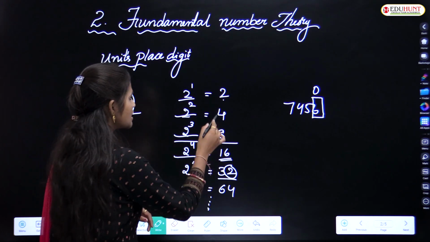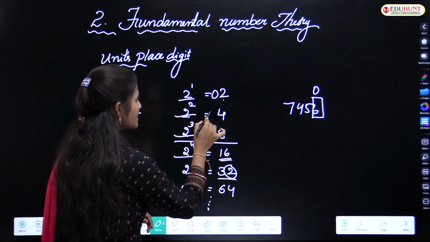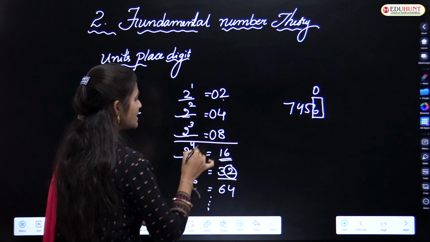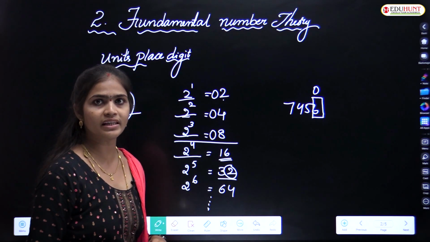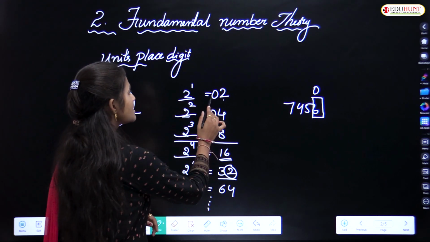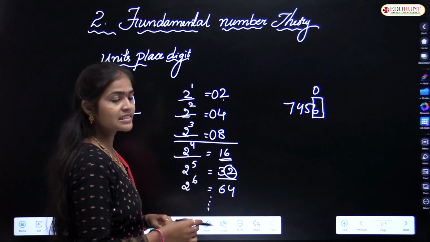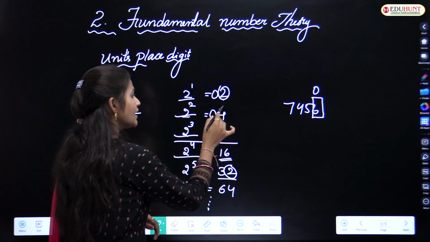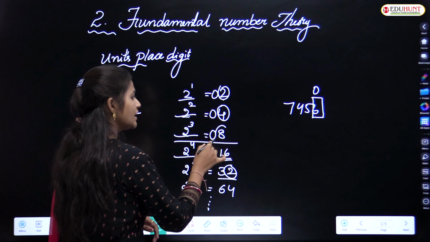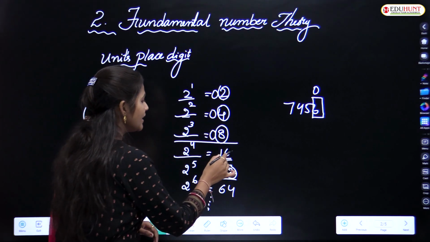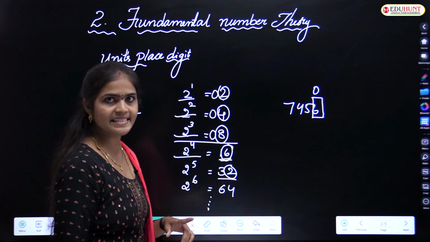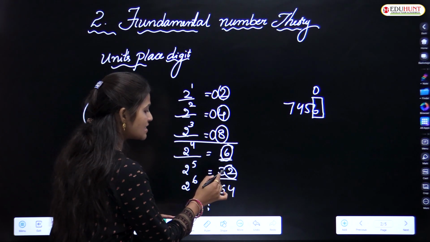Once observe the units place digit. Here we can write 02, 04, 08, single digit numbers like that only, no? 02, what is the units place digit? 2. Here the units place digit is 4. Here the units place digit is 8. And here the units place digit is 6. Next, here the units place digit is 2.